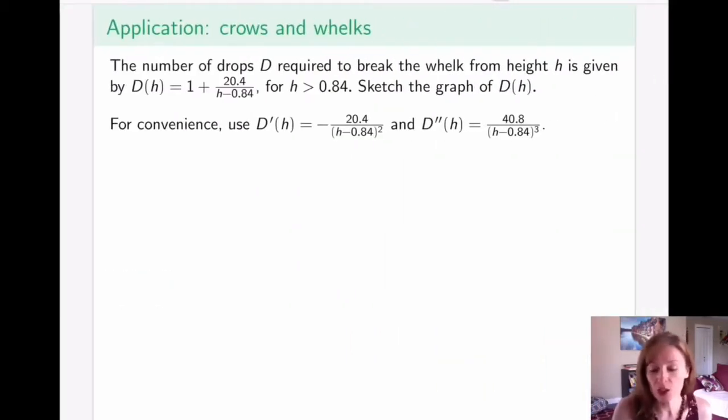So let's take a look at the function that came through an application of crows and whelks. If you remember, crows fly up to drop a whelk onto a rock beach in the hopes to break the shell and have dinner or lunch. So the function that we were working with is this one, and that describes the average number of drops required in order to break the whelk from the height h, where h is bigger than 0.84. We would like to sketch this graph.